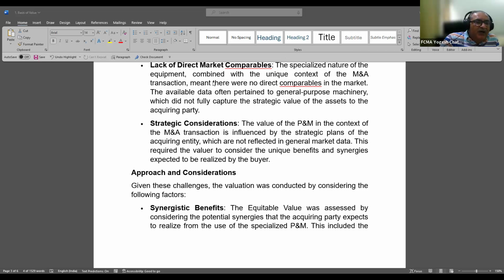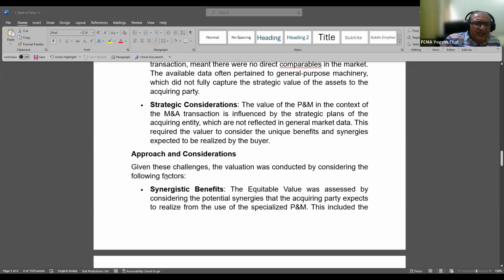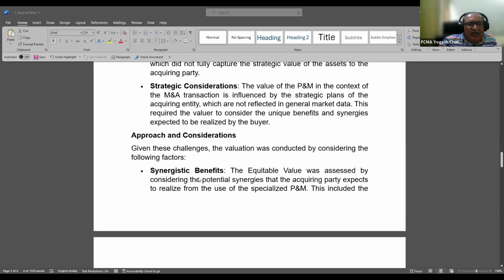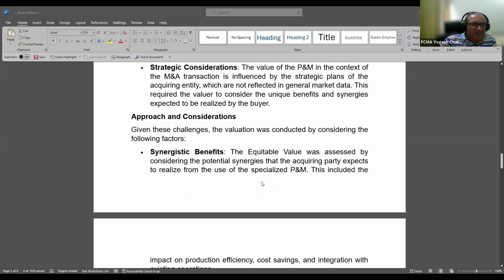When we are talking about the identifiable party, that will require a specific consideration. So the value of plant and machinery in the context of mergers and acquisition transactions is influenced by the strategic plan of the acquiring entity, which is not reflected in the general market data. And this requires the valuer to consider the unique benefits and synergies which are expected to be realized by the buyer. Given these challenges, the valuation was conducted by considering the following factors. Synergistic benefit: equitable value was assessed by considering the potential synergy that the acquiring party expects to realize from the use of specialized plant and machinery.